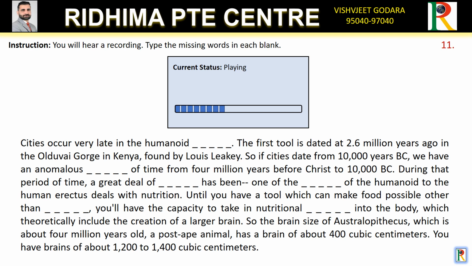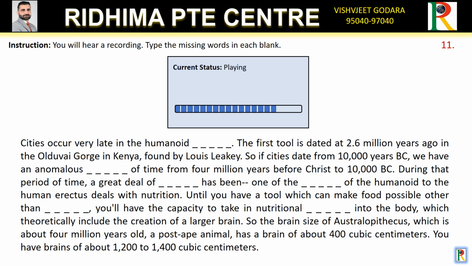During that period of time, a great deal of paleontology has shown that one of the transformations of the humanoid to Homo erectus deals with nutrition. Until you have a tool which can make food possible other than vegetables, you'll have the capacity to take in nutritional substances into the body, which theoretically include the creation of a larger brain.